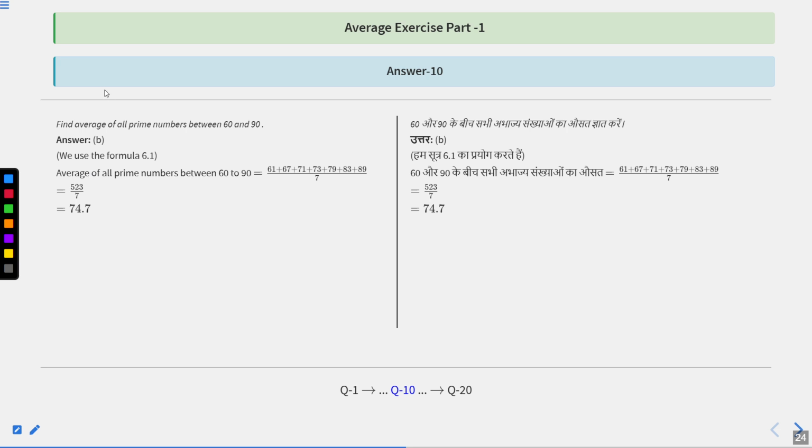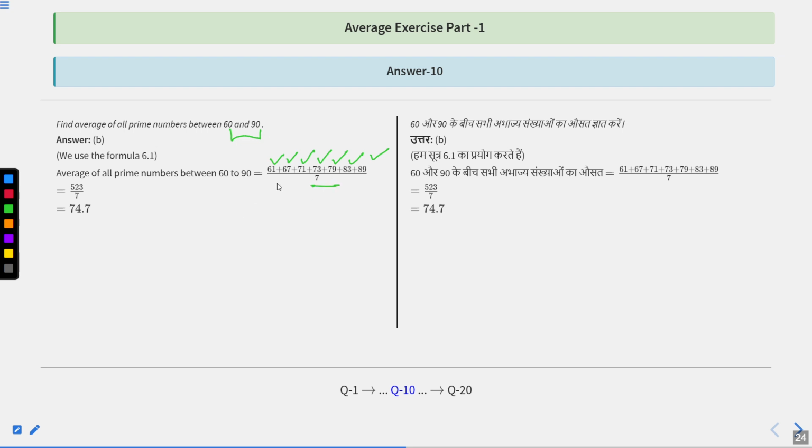Now the question says all the prime numbers between 60 to 90. So first we write all the prime numbers between 60 to 90. So 61, 67, 71, 73, 79, 83 and 89. These all are prime numbers. So how many prime numbers are there?